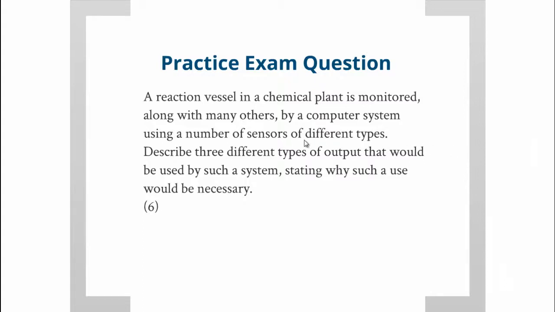So you get 1 for type of output and 1 for stating. So they're key. Types is key. It doesn't mean monitor. It doesn't mean speaker. It means what we've just gone through essentially. So the 6 lots of different things we've gone through, and making sure you say why such use would be necessary. So 1 for the type of output and 1 for the use of the output. So pause that now, have a go at that question. Try to relate the use to the scenario as well.